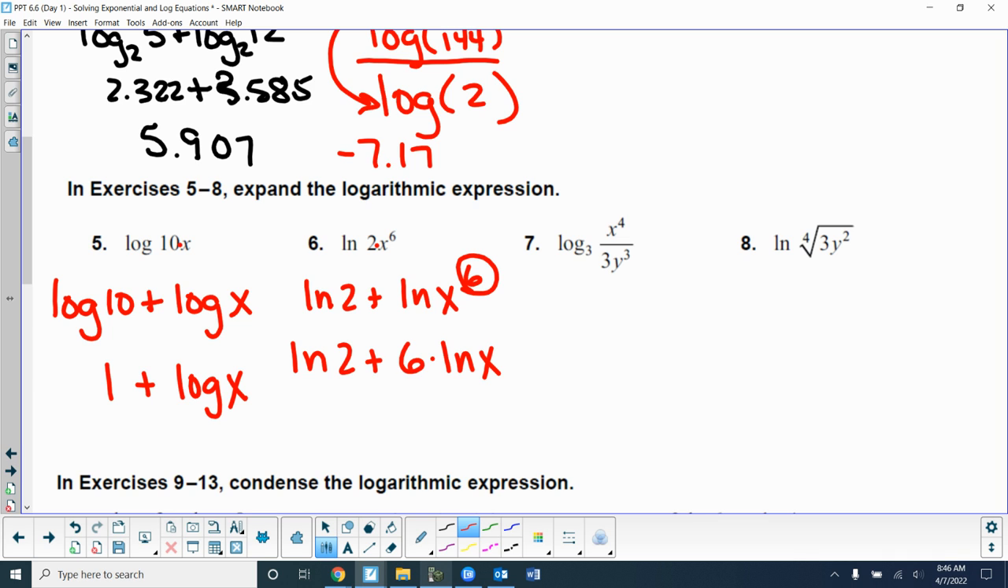That's expanded. We have two terms in our natural log, so we have to expand it to 2 terms. Okay? Here we have 3 terms. We got an x to the 4th, a 3, and a y cubed.